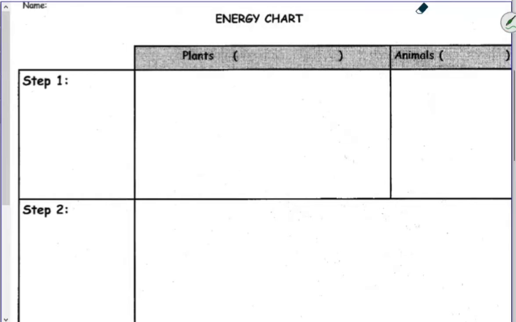Okay, so again, we are starting energy. How the cell gets energy, from how you get your food to how you convert it. And we're going to start out with the energy chart. What this is, I've broken up energy needs into 2 steps. There's 2 things that the cell needs to do to obtain the energy that it needs, okay?